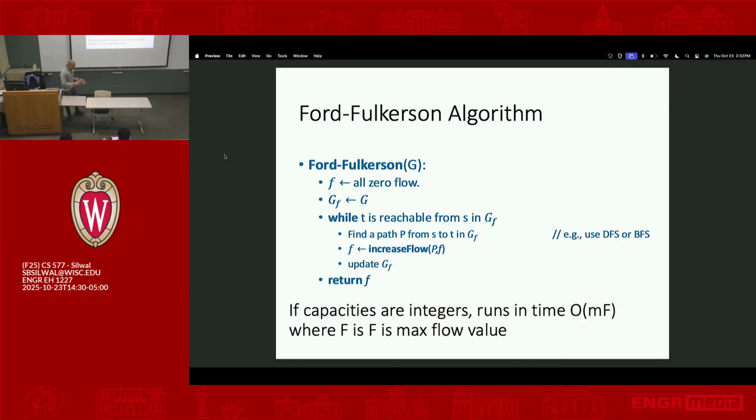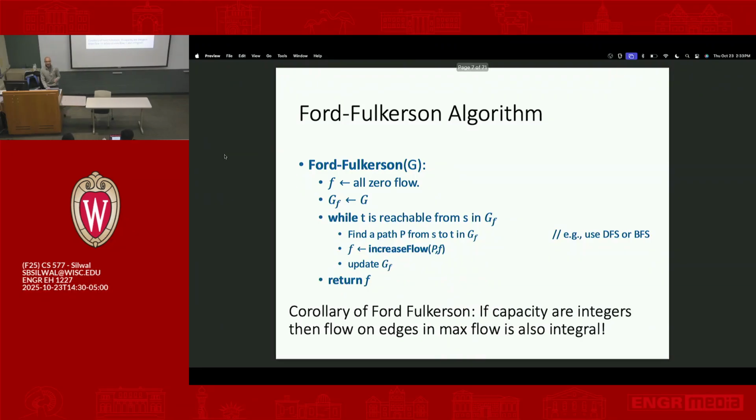Okay, so now for this class, I told you flow is a very powerful algorithmic primitive. We're going to see lots of cool applications of flow. But first, one statement that seems not so useful, but is actually really important for some of these applications, is the following: if I give you a graph where all the capacities are integer numbers, then there is always a max flow where the flow on every edge is an integer.